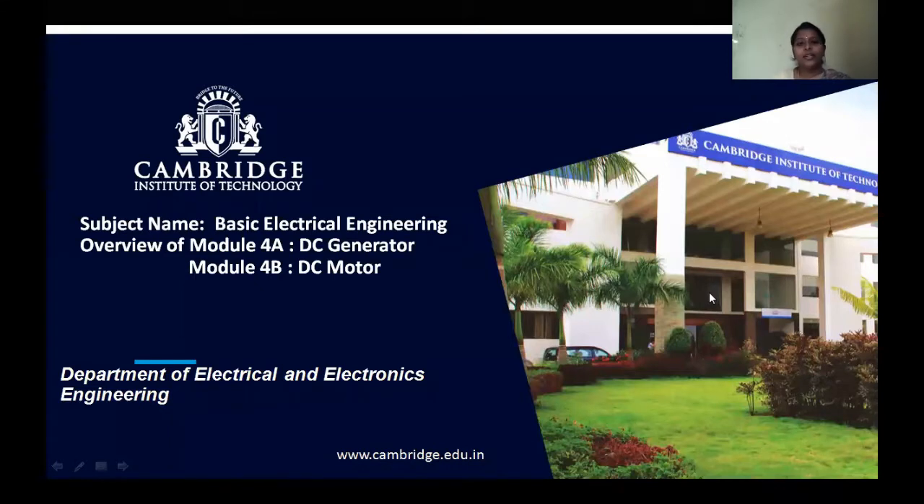Hello everyone. Today we are going to discuss the contents present in module 4. There are two different submodules in module 4: one is DC generator and then DC motor. First, we shall have a look at DC generator.